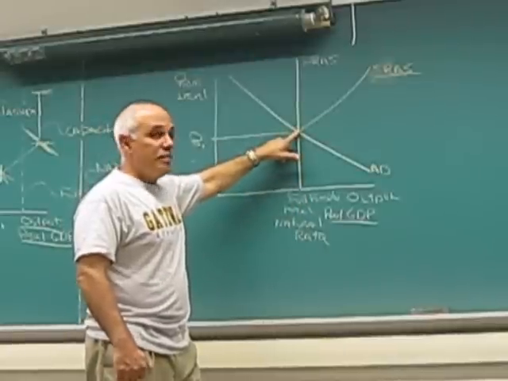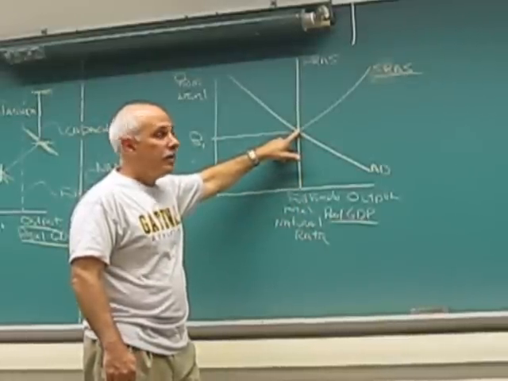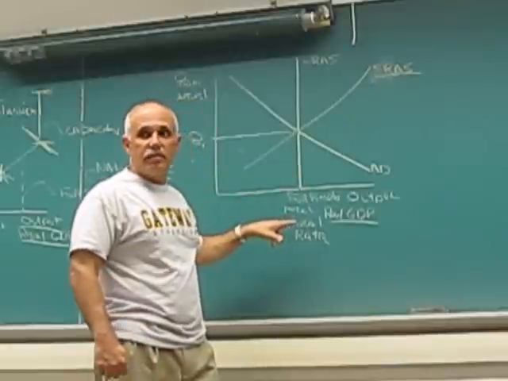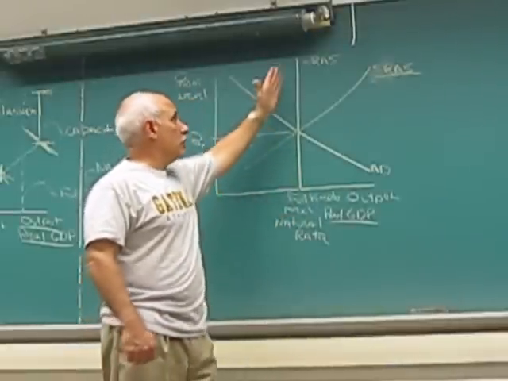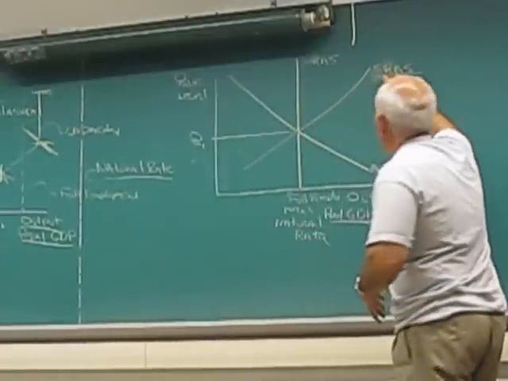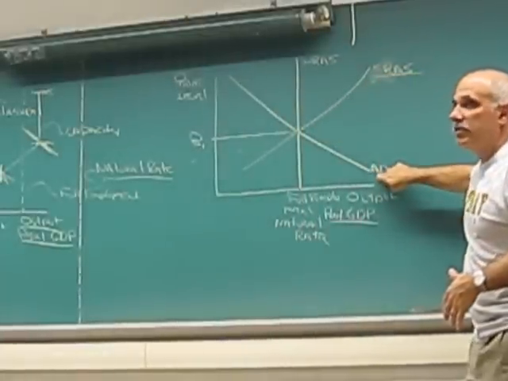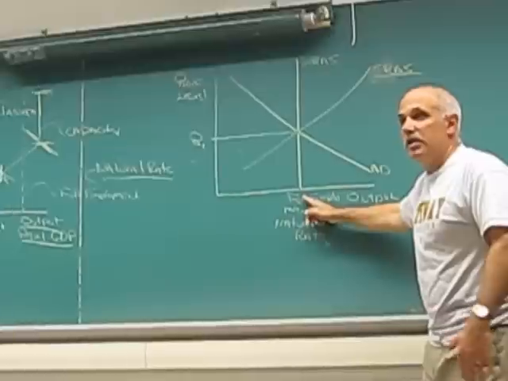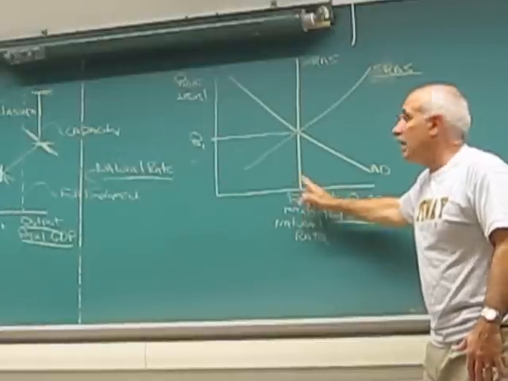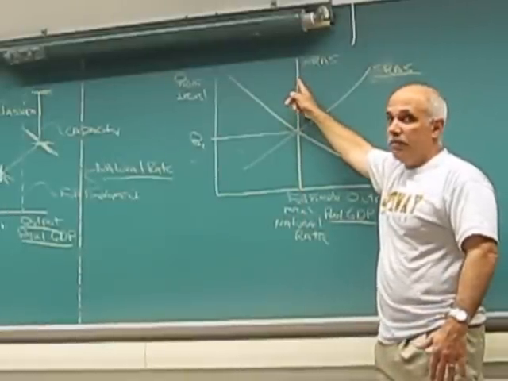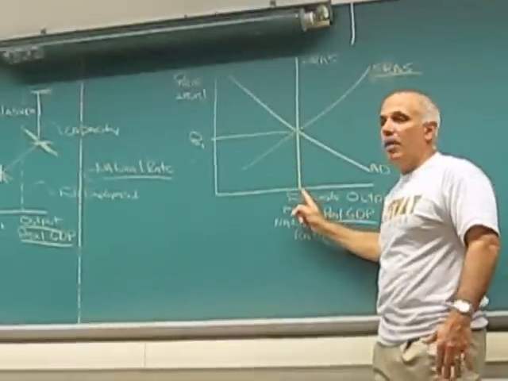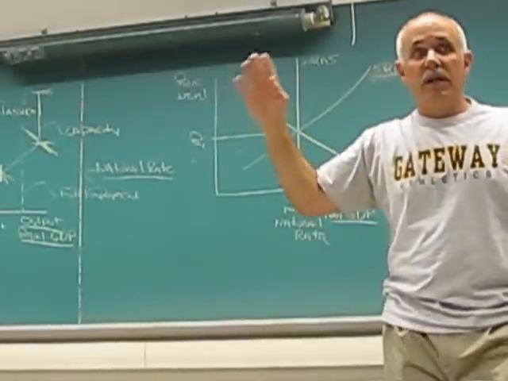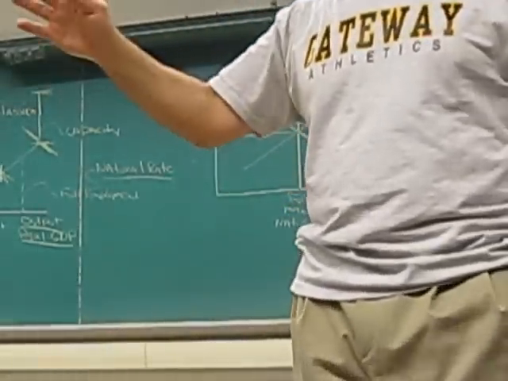So what makes this long-run equilibrium is this and this is equal on this line, right? So in long-run equilibrium, short-run aggregate supply and aggregate demand are going to be equal at a level of output that is equal to full employment. Now, this can be at any price level, but the output level has to be here. So this is long-run equilibrium in the macro economy.